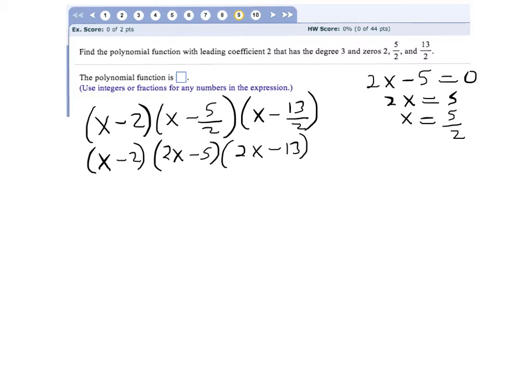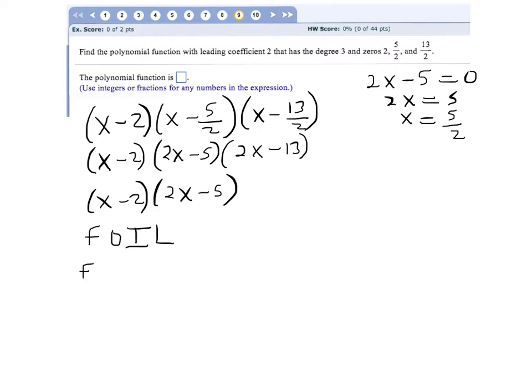So in order to solve this problem, the first thing I need to do is multiply these first two factors out. So I'm going to take and multiply x minus 2 times 2x minus 5. To do this, I'm going to FOIL. And if you remember, FOIL is just a way for you to remember how to multiply a binomial times a binomial. FOIL stands for first, outside, inside, last.